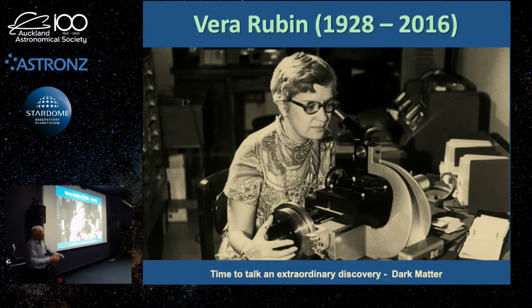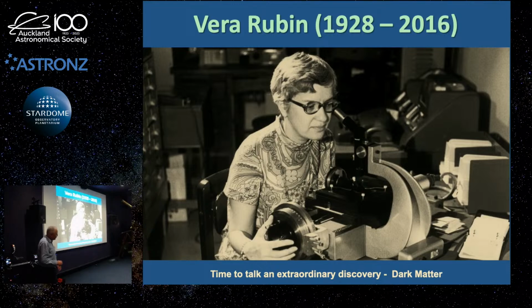So we've talked about the disk, the spiral arms, the bulge, and the bar. So this lady here, Vera Rubin, an American astronomer, made this extraordinary discovery, which is still to this day one of the key pieces of evidence for these things called dark matter.